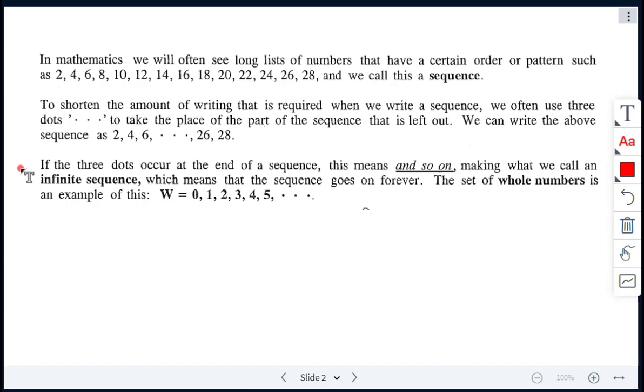If those three dots are occurring at the very end of a sequence, that just means those numbers are continuing on to infinity. It just means and so on, and it's called an infinite sequence. It means that the sequence will go on forever. So for example, whole numbers include 0, and then all the whole numbers increasing, and then we have the three dots representing that this sequence will continue on to infinity, which means it will never end.